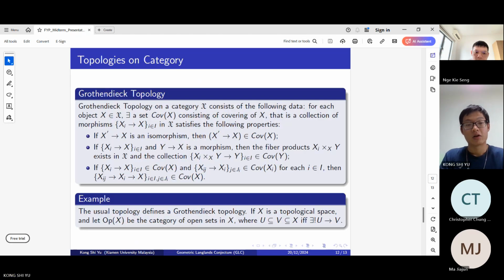Next, since our GLC is looking at categories, experts like Grothendieck introduced topologies on categories. To make our category have a topological-like structure, Grothendieck introduced the notion of the so-called site, which in other words we call a Grothendieck topology. It is defined by introducing ideas analogous to our usual open sets in a topological space, with the idea of covering.